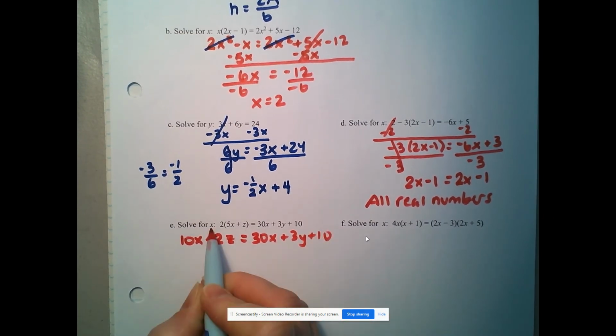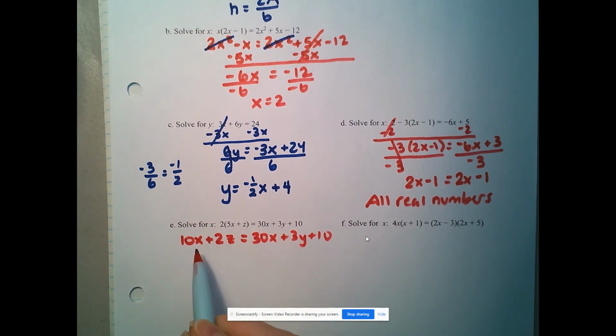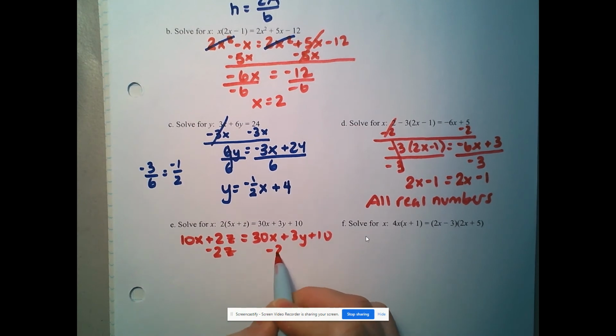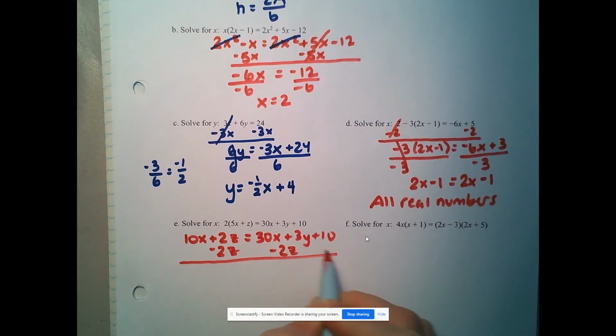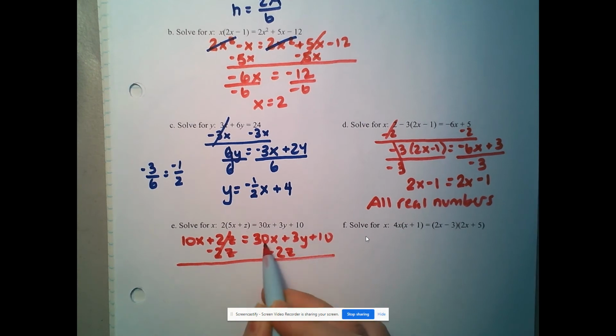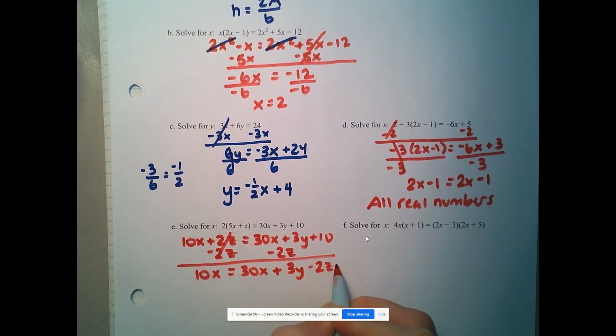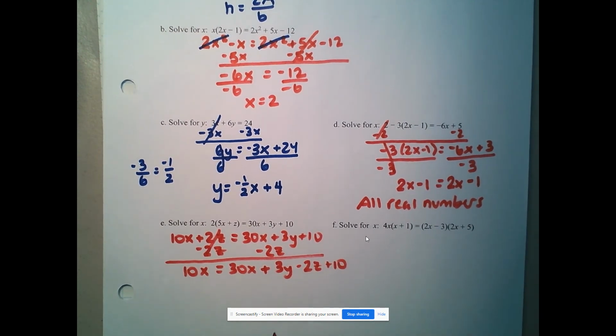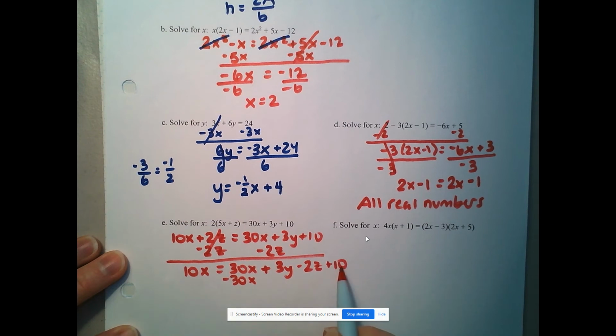And I'm going to just check again. I'm solving for x. So I want to try to get x by itself. So I might subtract 2z from the left and subtract 2z from the right. There's no right place to put it because there are no other terms with z's. So 10x equals 30x plus 3y minus 2z plus 10. It just goes into the mix because there's nothing else to combine it with. I'm still trying to get x by itself. So I would subtract 30x on the right to get rid of the x's on the right, bring them all to the left.